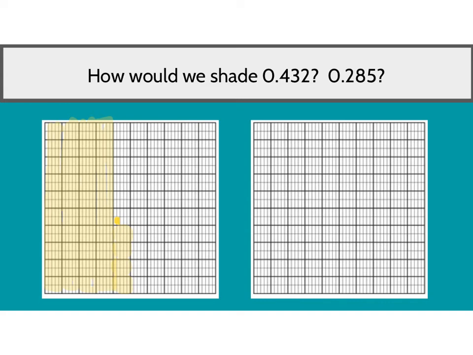So let's take a look at the next one. We have 0 and 285 thousandths this time. So again, we're going to walk through each digit. So we have a 2 in the tenths place. So that means we're going to shade 2 columns. And then we're going to move over to the next digit, which is our 8. And that means that we're going to shade 8 of these squares.